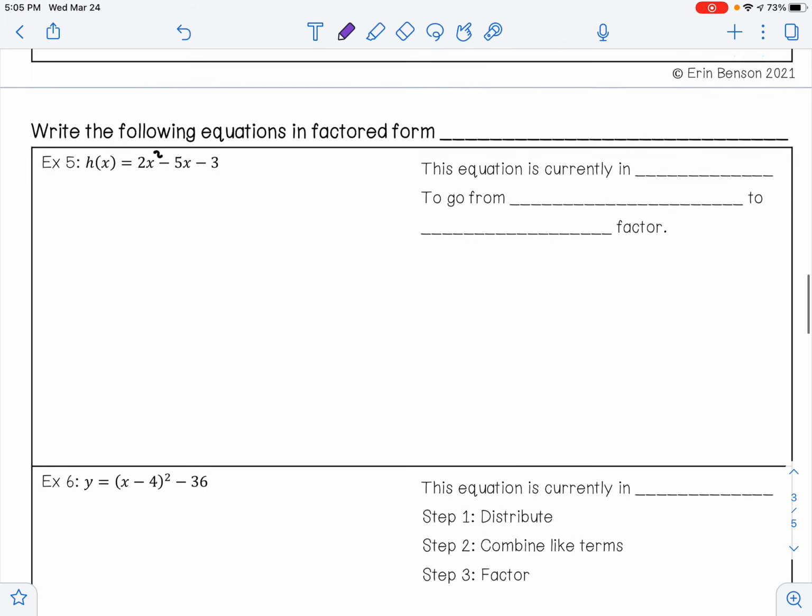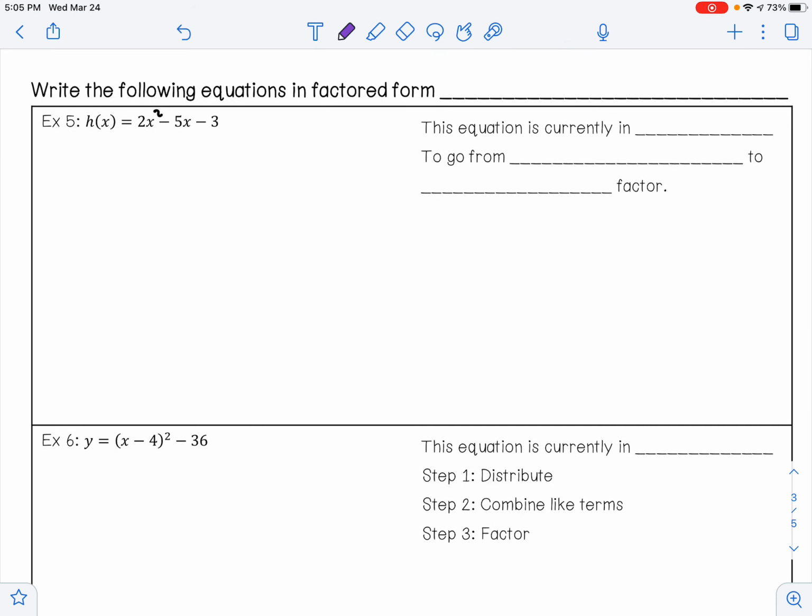On the next two examples, it says write the following equations in factored form. Remember, factored form is also known as intercept form. And that equation is y equals a times x minus p times x minus q. For example 5, I have h of x equals 2x squared minus 5x minus 3. This equation is currently in standard form.